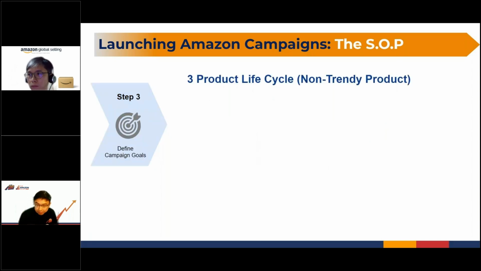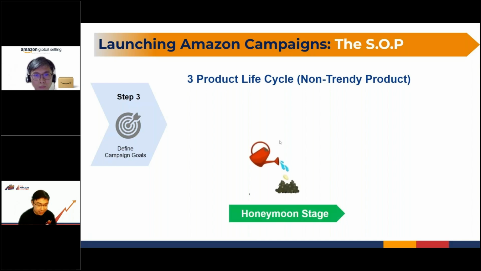Now, a deeper deep dive: there are generally three product life cycles for every product on Amazon, especially non-trendy products that will sell year in, year out, five years later, even ten years later. These are products that we are very interested in selling. The first stage on Amazon is the honeymoon stage, and you've probably heard this somewhere. Later I'll explain more. Then after a while, the second stage is your growth stage.